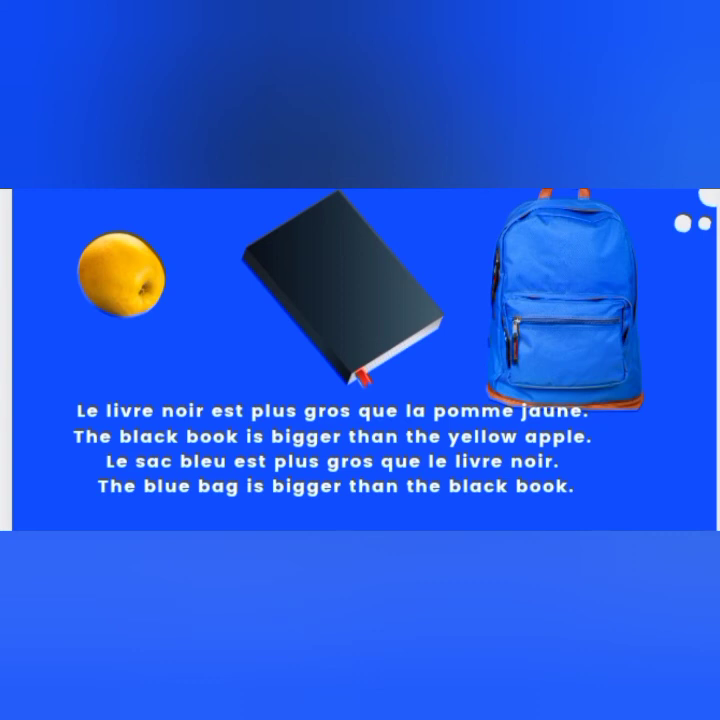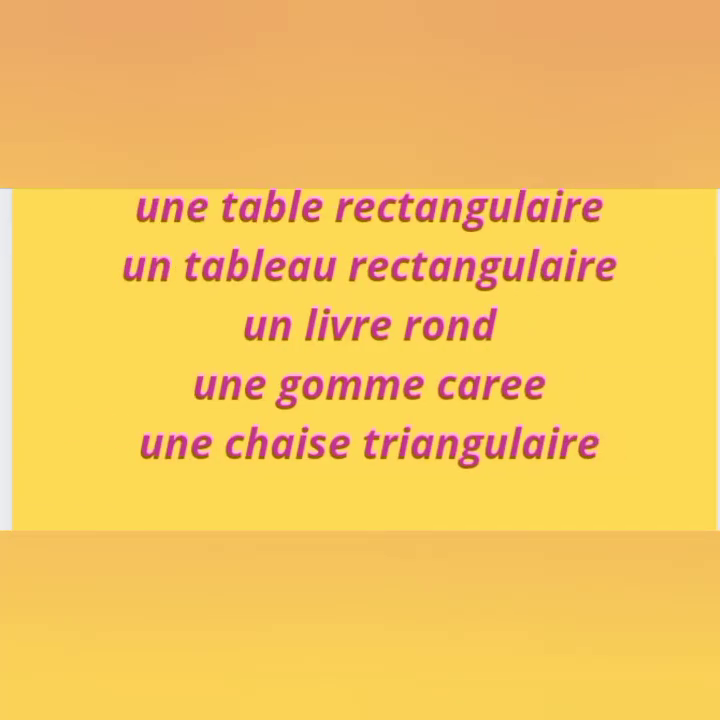Now, I have few sentences for you with shape. Une table rectangulaire, un tableau rectangulaire, un livre ronde, une gomme carrée, une chaise triangulaire. I take it again. Une table rectangulaire, un tableau rectangulaire, un livre ronde, une gomme carrée, une chaise triangulaire.